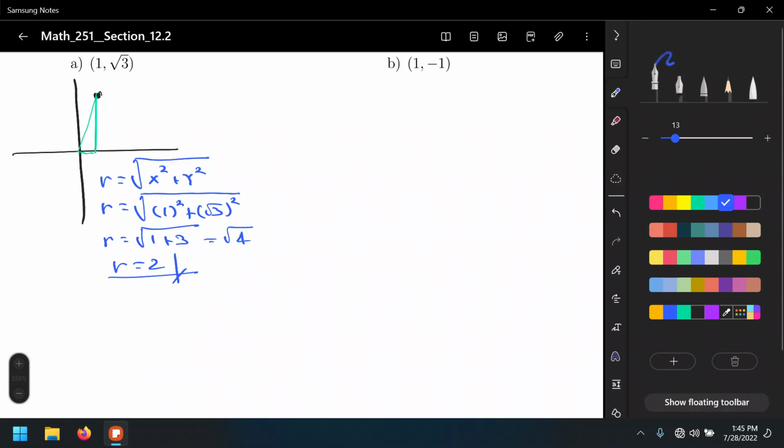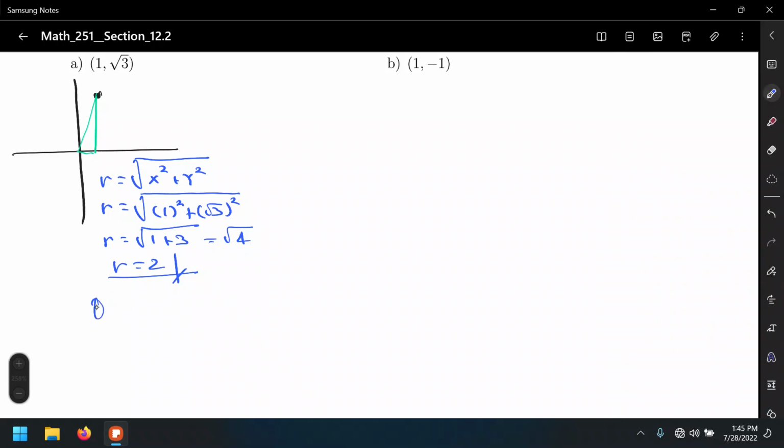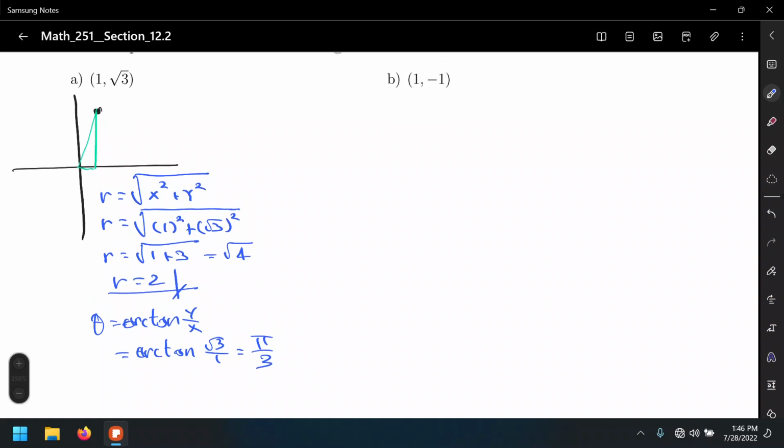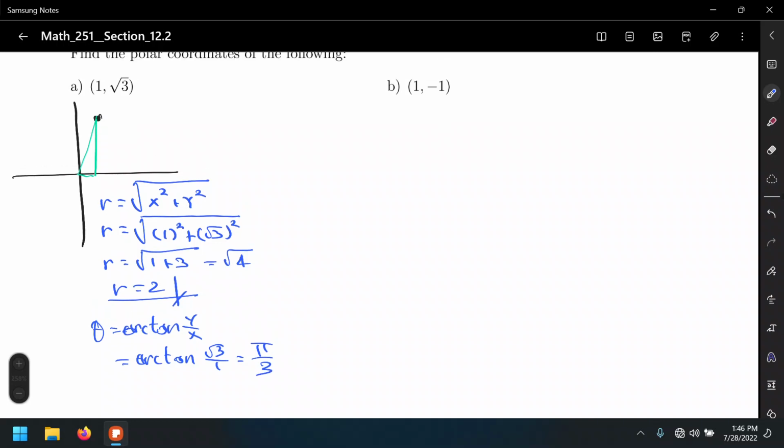Or you can do it, of course, with theta equals arctan of y over x, which is arctan of root 3 over 1, and this is pi over 3. So this means that the point 1, root 3 is the same as a radius of 2 and an angle of pi over 3.